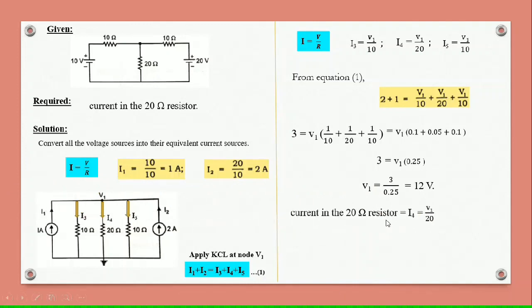Now the current in the 20 ohm resistor is the I4 current, that is flowing from the V1 nodal point to the 20 ohm resistor. So the value of I4 is equal to V1 divided by 20. The value of V1 is 12 volt divided by 20, which is equal to 0.6 amps. In the result, the current flowing through the 20 ohm resistor is equal to 0.6 amps.